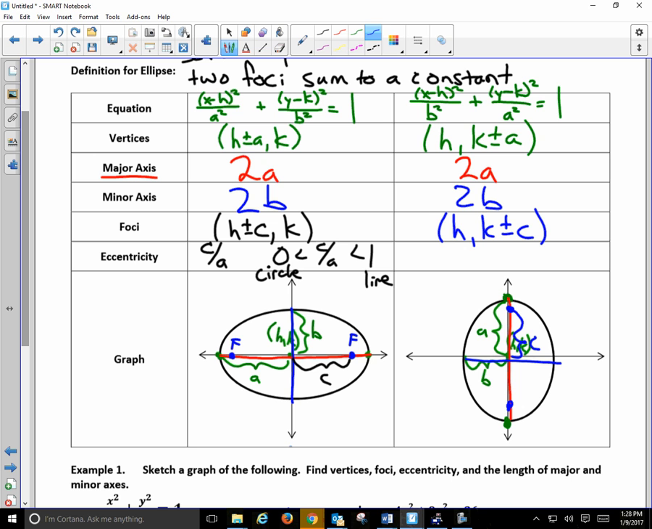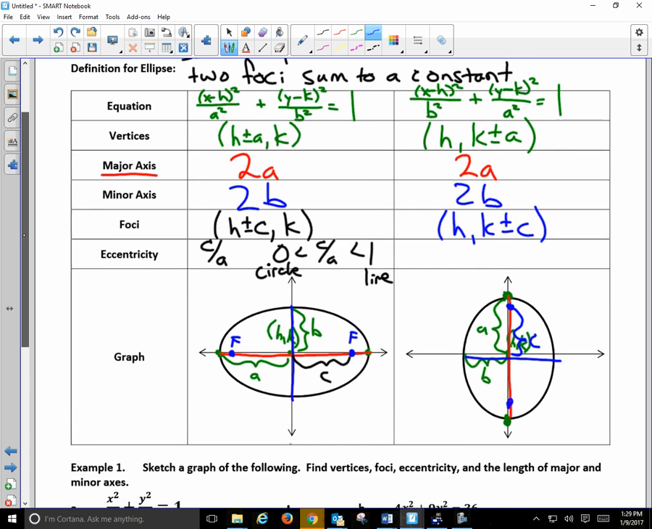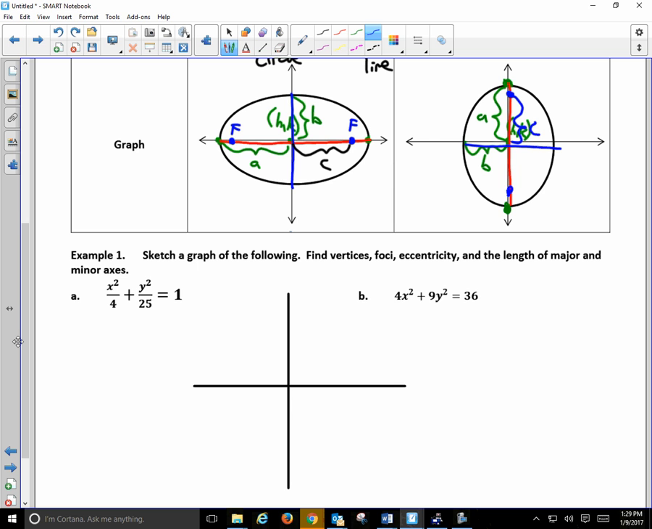As we graph these, you're going to find them remarkably easier than the parabolas. Again, if you can graph the parabolas, I think you're in really, really good shape. We ready? Eccentricity is like the measure of how stretched it is, and you'll see when we do these next two.